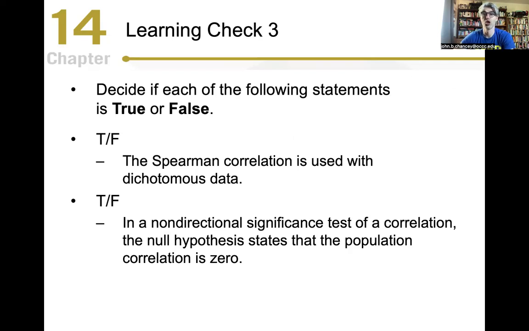The Spearman correlation is used with dichotomous variables or dichotomous data. Remember, dichotomous means like yes or no. We have two options, hence the prefix di. True or false, in a non-directional significance test of a correlation, the null hypothesis states that the population correlation is 0. So let's look at that first one, or maybe pause the video, unpack and write your answers down, or keep them in your head, whatever you got to do, and we'll pause whenever you're ready to come back, or unpause.